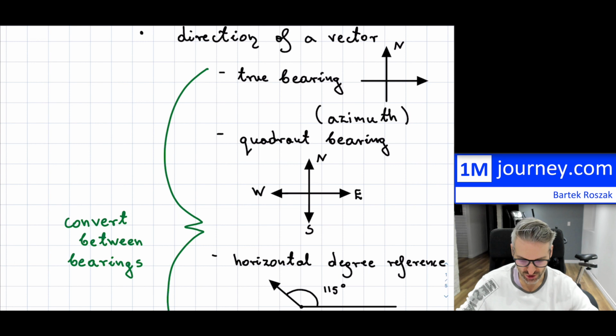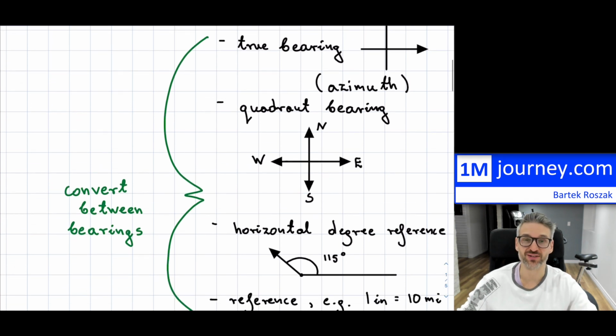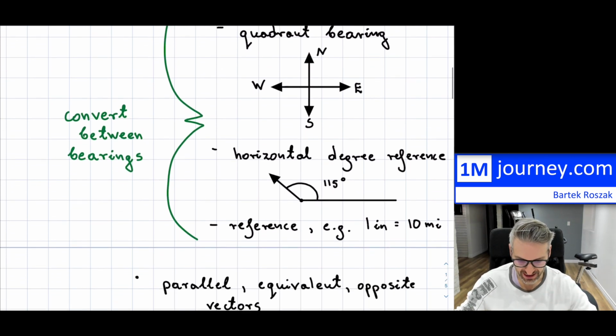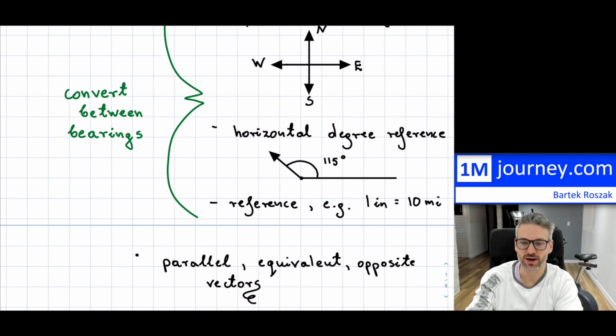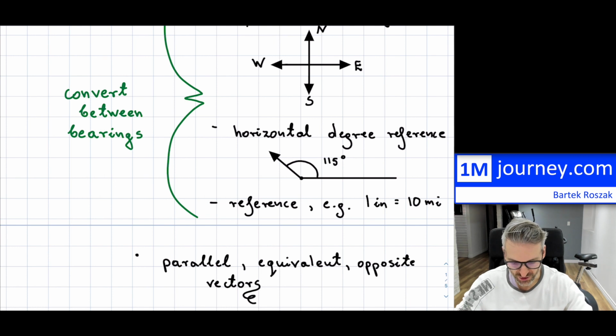Now, you should be able to convert between those different bearings, different representations of directions, if you were ever asked to. I don't think it's super difficult. Once you see 1 or 2 examples, you typically are fine. And then the last thing that we'll talk about is parallel vectors, equivalent vectors, and then vectors that are opposite to each other, so basically just in different directions. So that will be the introduction to vectors in this video.